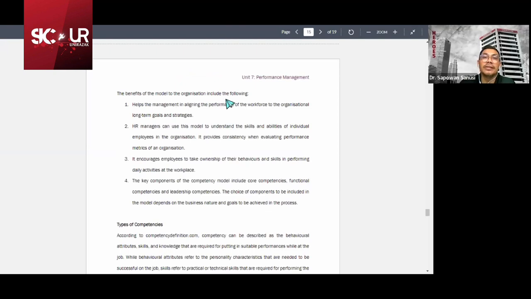Okay, the model helps the organization, including aligning the performance of the workforce toward organizational goals. Managers can use the model to understand skill and ability. Skill and ability. Where is knowledge? Knowledge is here. Then it encourages employees to take ownership of their behavior and skill in performing. The last one: the key components of a competency model, including core competencies, functional competencies, and leadership competencies.